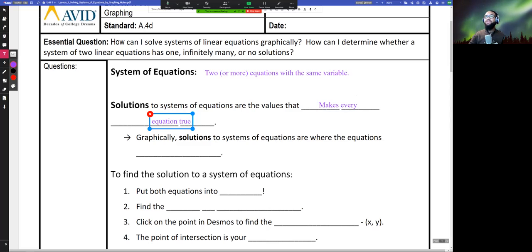To check them graphically, once we put them in and graph them, if they are solutions, then they need to intersect. Wherever they intersect is going to be where our solutions are, okay?